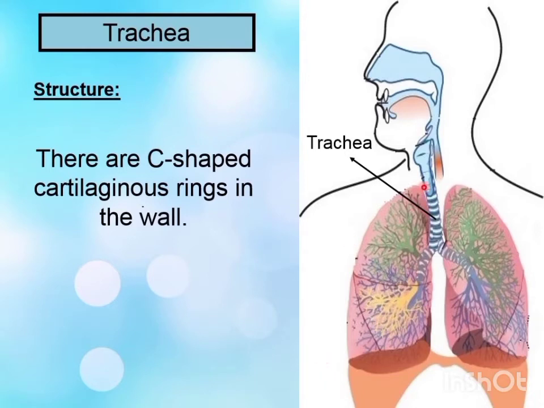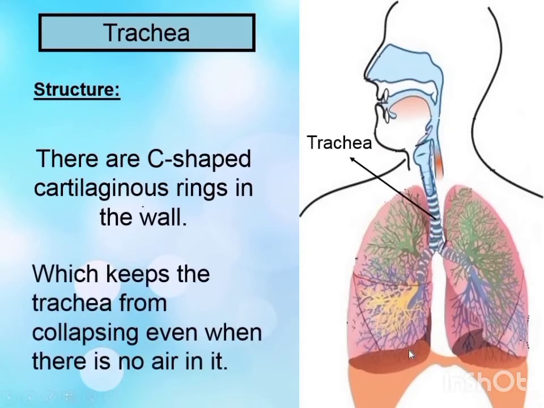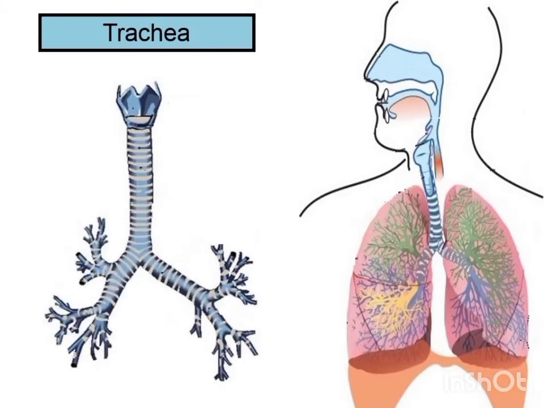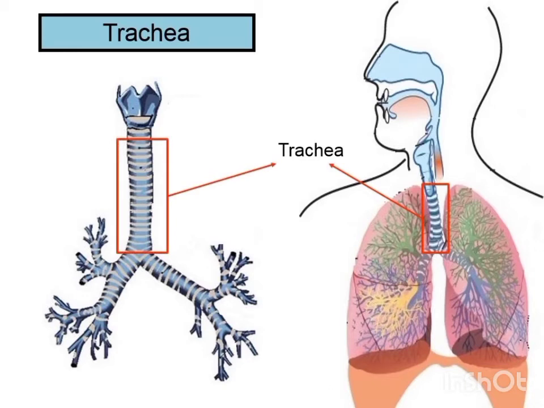There are C-shaped cartilaginous rings present in the wall of the trachea. You can see in this diagram, these white rings are C-shaped cartilaginous rings. And these cartilaginous rings keep the trachea from collapsing, even when no air is entering. There is another diagram showing a clearer view of the trachea. So this is the trachea having C-shaped cartilaginous rings in it. And above the trachea there is the larynx, which is a voice box.